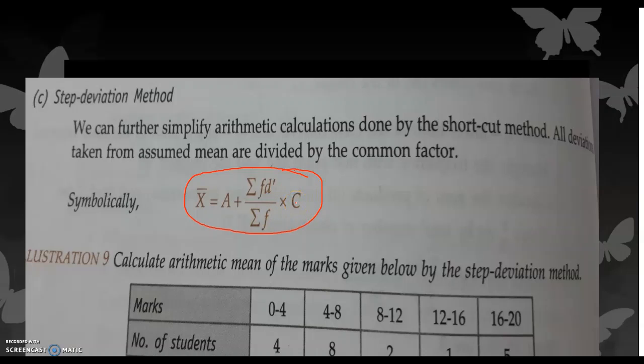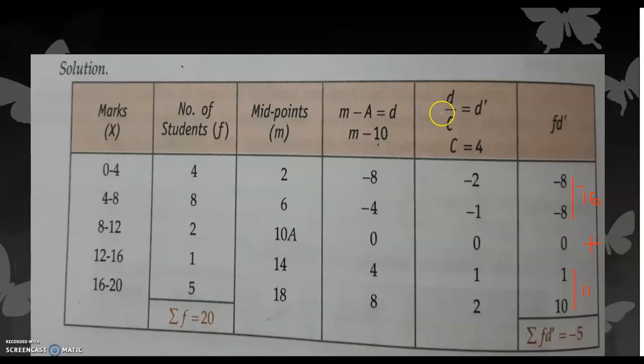C is class interval. So first we have to make a table with the given data and find out midpoints, find out assumed mean, then find out D, then find out D dash. After getting D, we have to divide D by C, we get D dash. Then multiply each D dash with the frequency. Then add all these, we get a value, and apply all these values in the formula. Children, study well how we calculate this arithmetic mean by using step deviation method. This is very important.